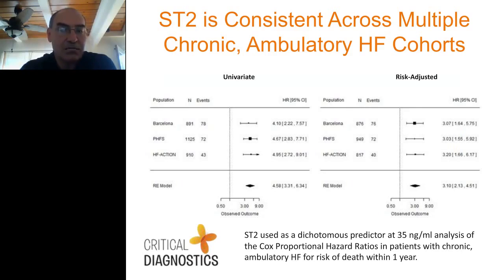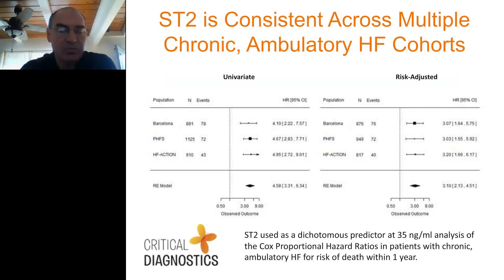But what you see in both the left, which is a univariate analysis, you're only looking at the power of ST2 at the threshold concentration of 35 nanograms per mil to predict mortality in 1 year. The values are the same across all 3 cohorts. And if you look at the right panel, which is a fully risk-adjusted model, so it includes, I think, 11 different variables, the New York Heart Association class, age, gender, body mass index, renal function, et cetera. It attenuates the power of ST2 a little bit from a hazard ratio of over 4 to a hazard ratio of 3, which is normal.